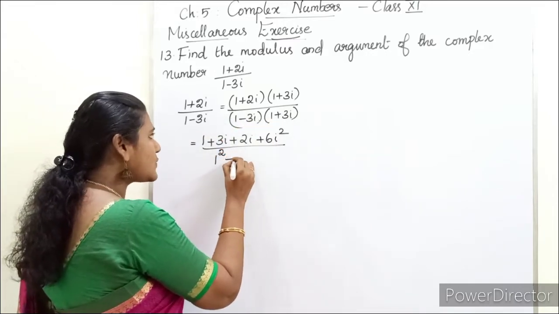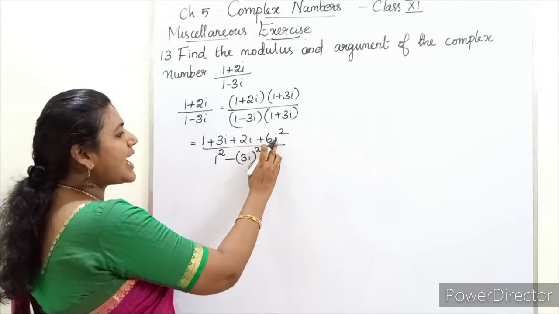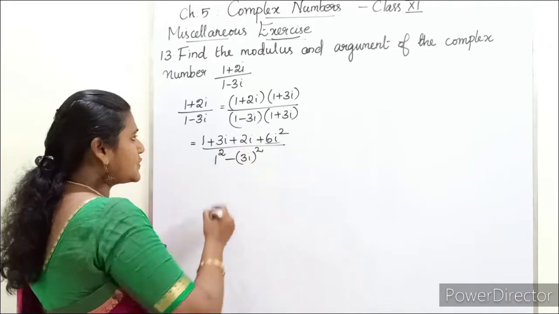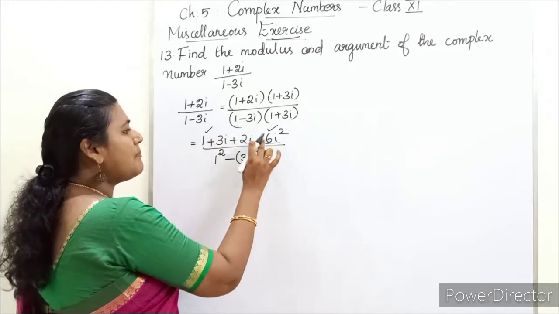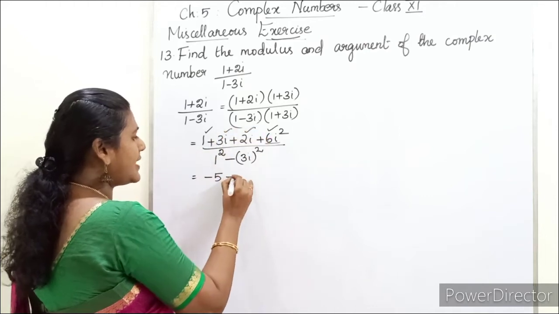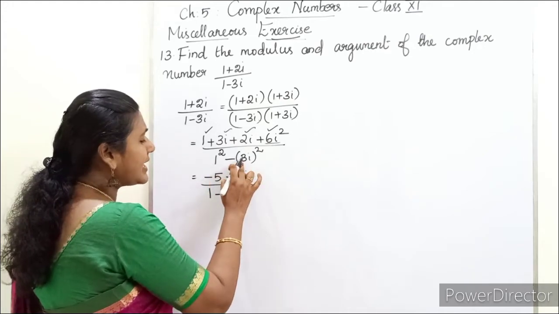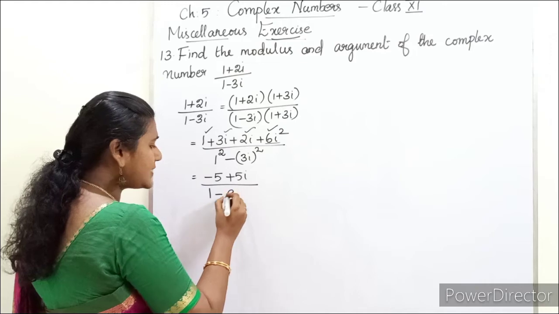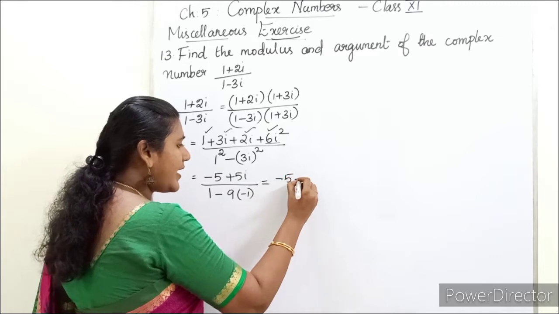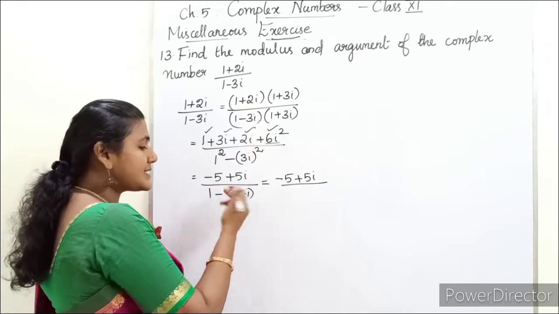So the answer is a square minus b square, that is 3i the whole square. Now we will simplify. i square value is minus 1. So this term will become minus 6. So these are the real part actually. 1 minus 6, that is equal to minus 5, and here when you add imaginary part you will get 5i, divided by here 1 minus 3i square, that is 9i square. i square value is minus 1. So we will simplify this. So minus 5 plus 5i divided by, minus of minus means plus, so 1 plus 9 is 10.